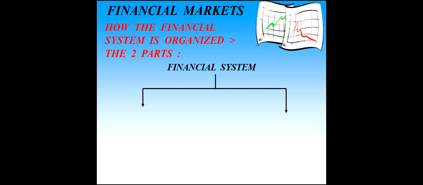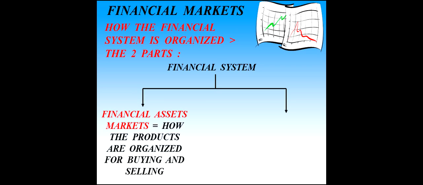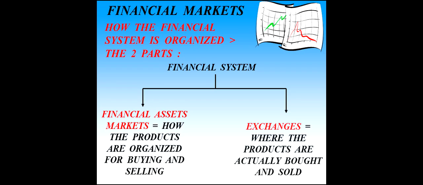And now for a brief overview of how the financial system is organized. It's organized into two parts. Here's the first. It's called the financial assets markets. It's how the products, many of which we've just talked about, are organized for buying and selling. And the other part are the exchanges, which is actually where the products are bought and sold.